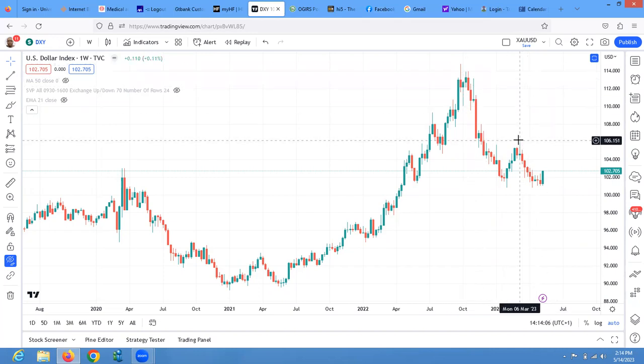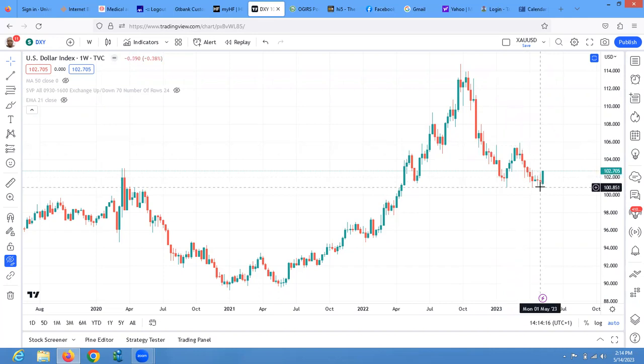So this is kind of a 2 with 2, but I still think that this is not a B. If you look at it, it's just tapping the top here. I mean, sorry, tapping the bottom here. It's tapping the bottom on the DXY.